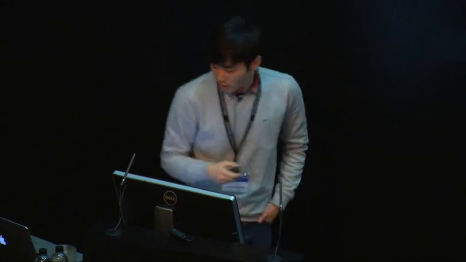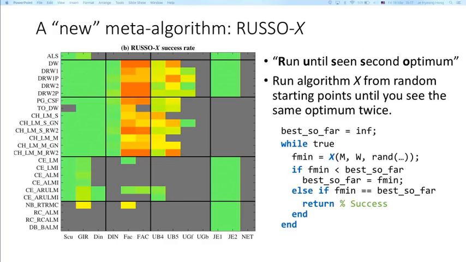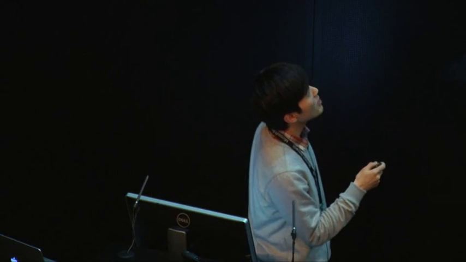And also the good thing is now the success rate for this Rousseau meta-algorithm goes greener than the previous diagram. We now see more gray areas because some algorithms just have failed to observe the optimum twice.